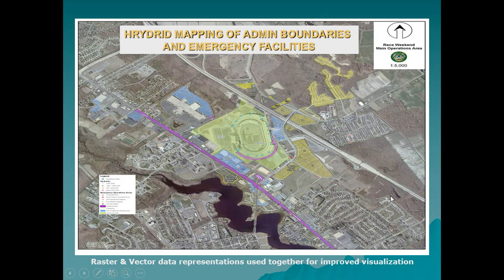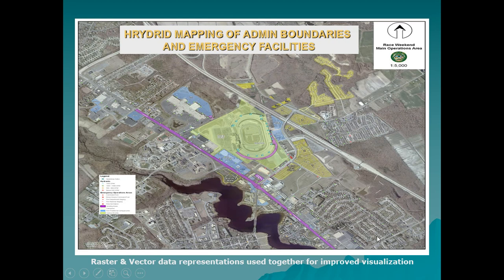Here we have another type of GIS mapping that can be very useful. We call this hybrid mapping. So two sets of information: we have administrative boundaries and emergency facilities. Now I know we can't really see the details on the legend here, but what I want to highlight to you is just the type of visualization where we have raster and vector data representations used for improved visualization.